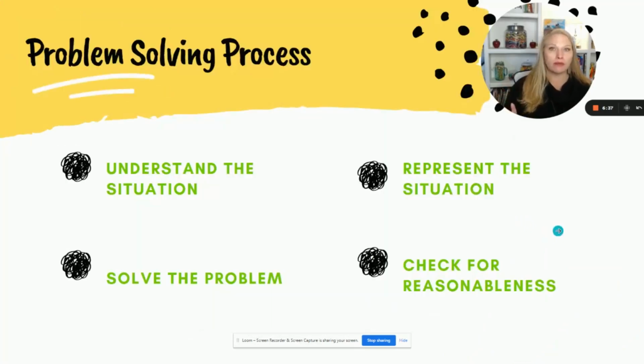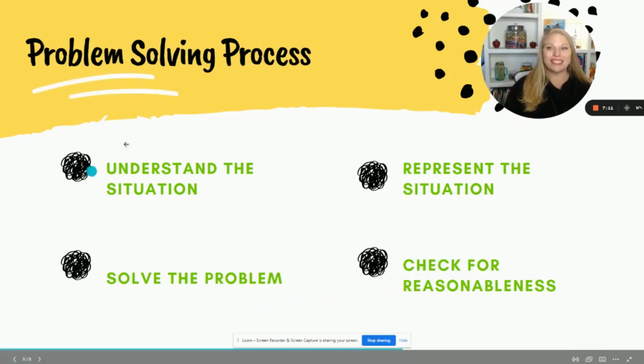So here's the problem-solving process. Now, this happens to be a process in the curriculum Math Expressions, but every curriculum has something similar. So I want you to think about the curriculum that you might have and look at your steps and decide where you might modify some of the language or add in one of these steps, or you're like, oh, well, they're calling it this, but really it's this. You can use it for any curriculum, for any problem-solving process, but just know that your curriculum probably also has one. So the first one is understand the situation. Second is represent the situation. Third, solve the problem. And four, check for reasonableness.